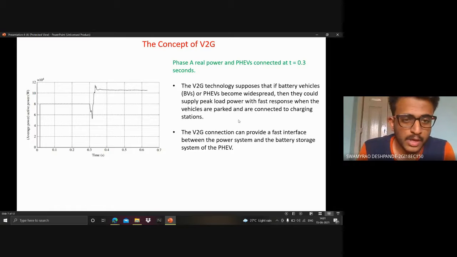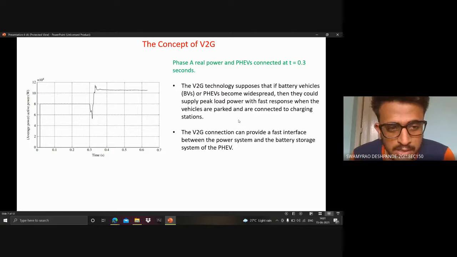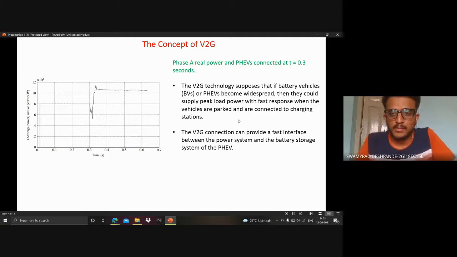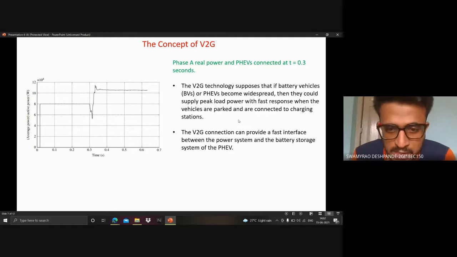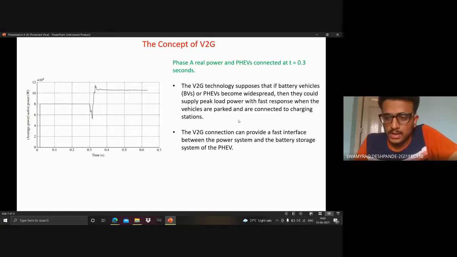The active power consumption starts to increase, and V2G technology can produce both reactive and active power, and both will be produced in the distribution system through proper control of power electronic circuits which are present in the distribution system only.